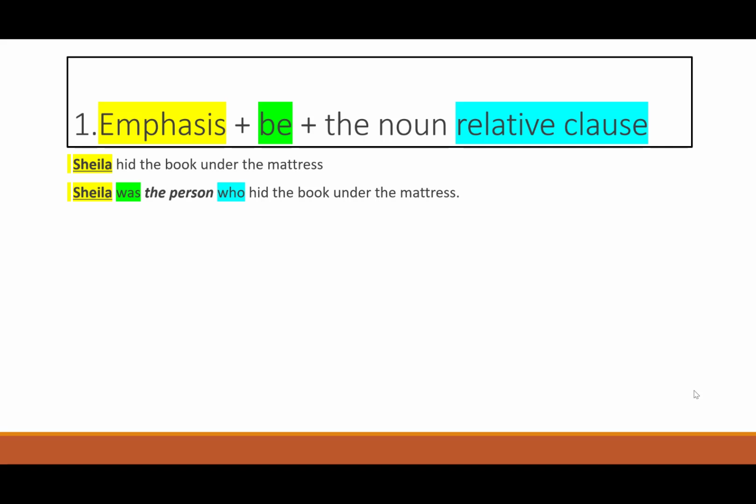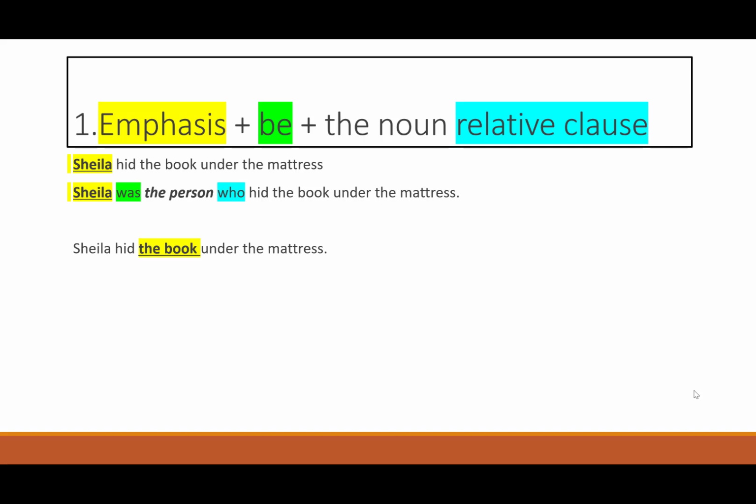Go back to the word which we emphasize, Sheila. Sheila is a person. That's why the noun becomes the person. Then, because the noun is a person, we use who as the relative pronoun. Then you continue the sentence. Hid the book under the mattress. Sheila was the person who hid the book under the mattress.